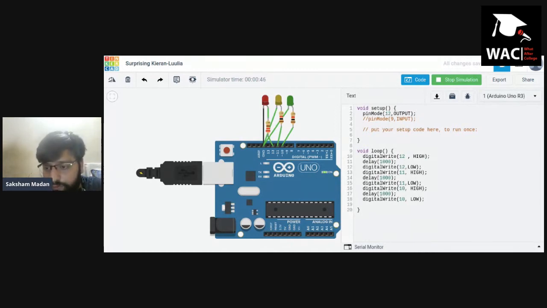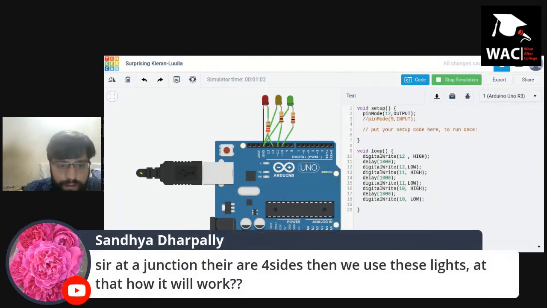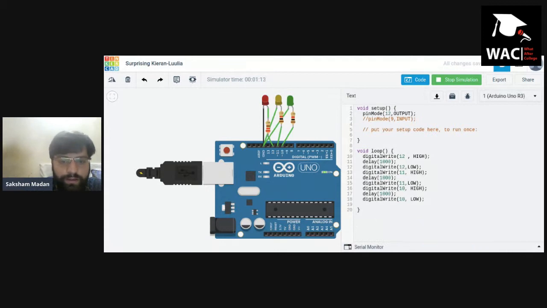Sir, at the junction there are four sides. Then we can use. How will it work? Wait a second. There was a good question somewhere. At a junction there are four sides. Then we use these lights at that. How will it work? Sandhya, can you be some more specific? I cannot understand your question.